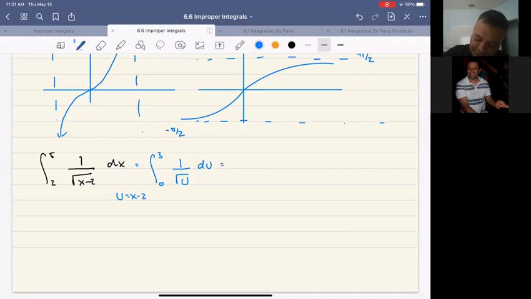So we're going to get the limit as t goes to 0 from the right of the integral from t to 3 of 1 over, I'm going to write this as u to the 1/2, du. I'm integrating, so that means I'm going to add to the negative 1/2, so it's going to be the limit as t goes to 0 from the right of u to the negative 1/2 divided by negative 1/2.